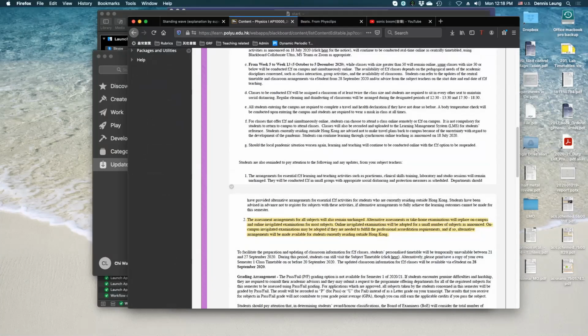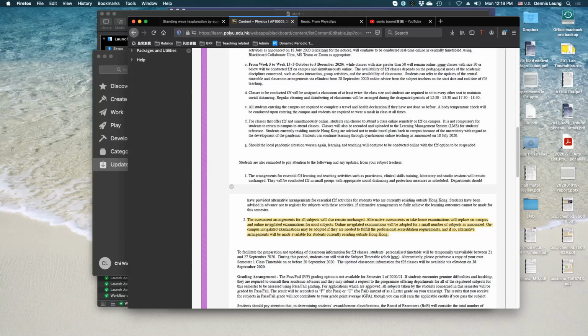Of course, we would have sufficient health security measures in order to protect the students. For example, we would measure the temperature of the students, and we would require the students to sit at a safe distance away from each other. The concern here would be students not in Hong Kong.